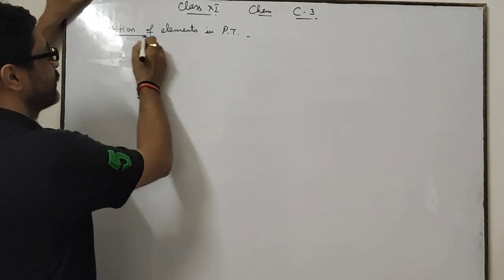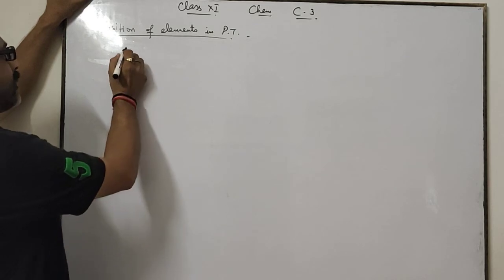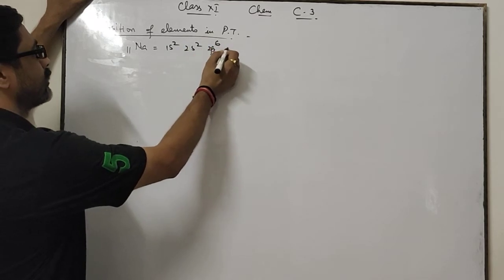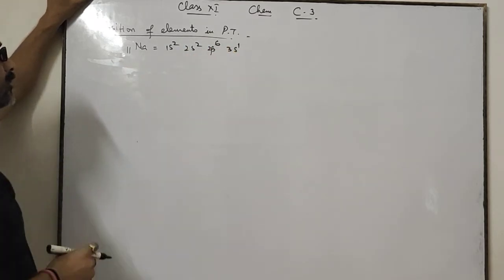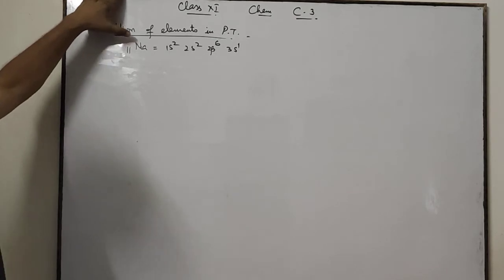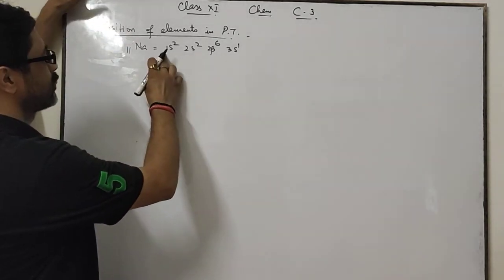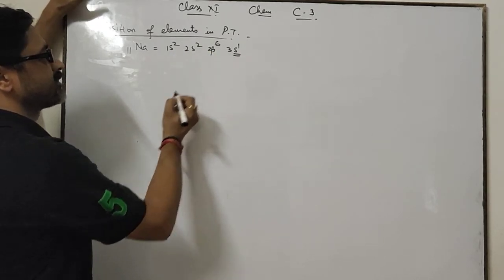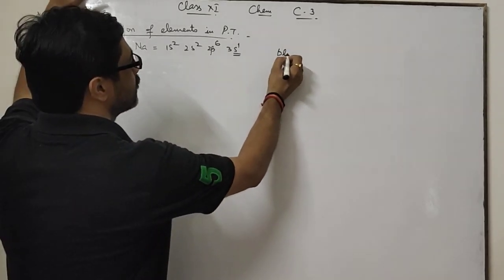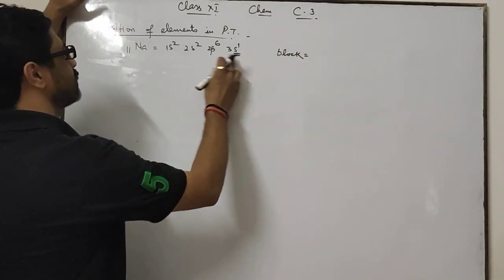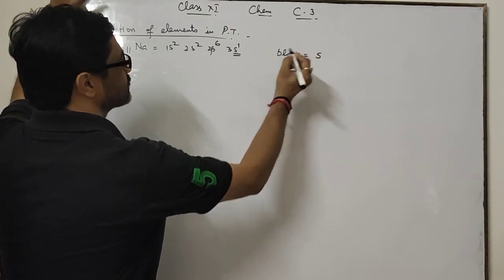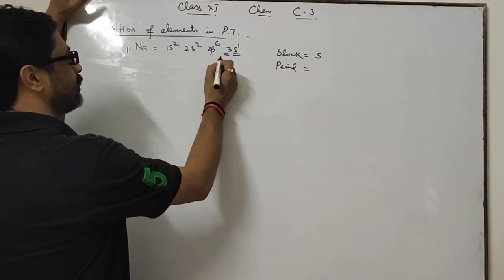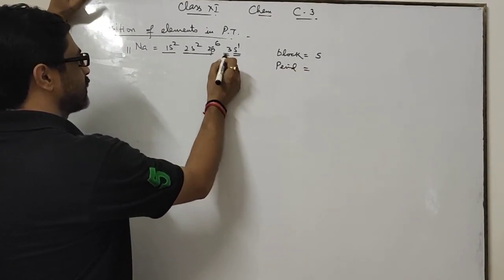To find the position of elements in the periodic table, first of all we write the electronic configuration of elements according to the above rule. For example, to find the position of 11 sodium, first of all you write the electronic configuration 1s2, 2s2, 2p6, 3s1. The last electron enters in the s subshell, hence the block in which this element belongs is s. The period for this element is the third period, because there are three periods.